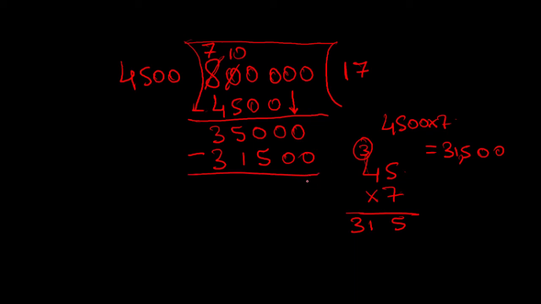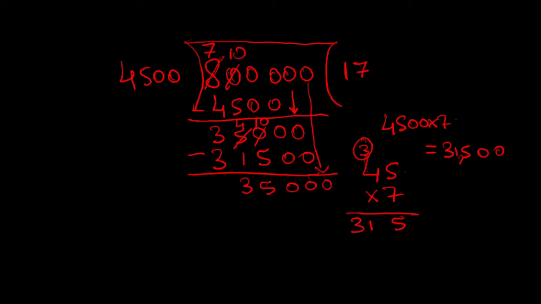Now 0 minus 0 is 0 and again 0 minus 0 is 0 only and 0 minus 5 is not possible. We will borrow. So 5 will become 4 and 0 will become 10. Now 10 minus 5 is 5 and 4 minus 1 is 3 and 3 minus 3 is 0. So we can ignore it now. Now again we got 3,500. So again we have another 0, so we will bring it down. Which will give us 35,000 again.